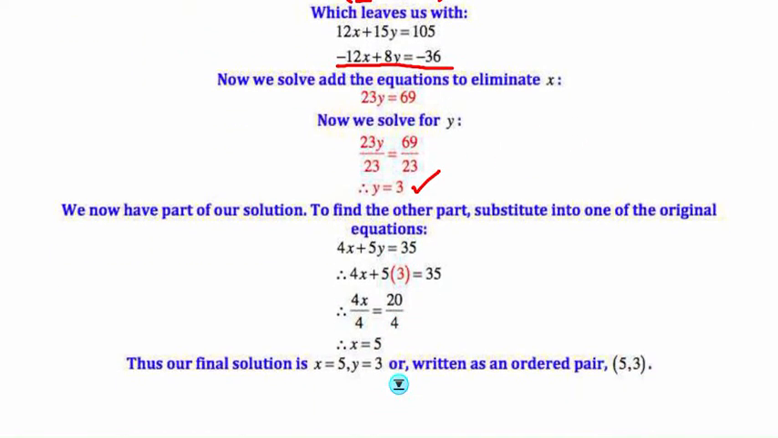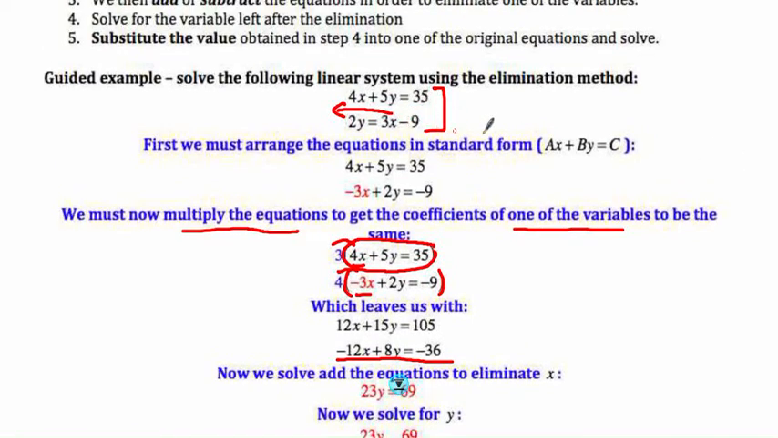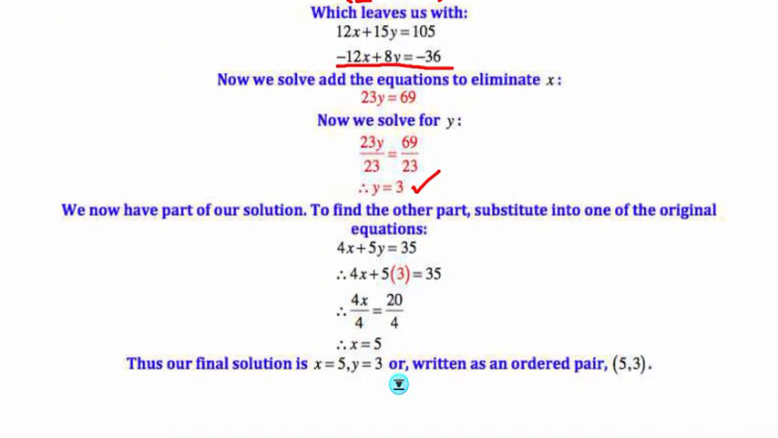As before, I need both an x value and a y value. I now take the y value of 3 and substitute it back into either of the given equations. I have selected the first equation, 4x plus 5y is equal to 35. In the place of y, we'll put 3 because we've established that as its value, and then isolate x, and we have our x value of 5.